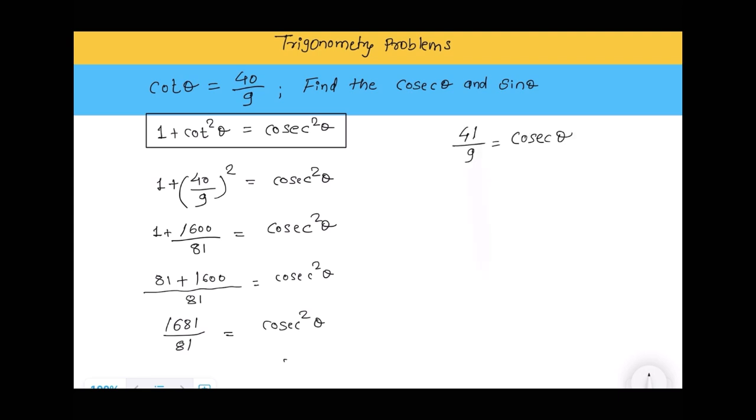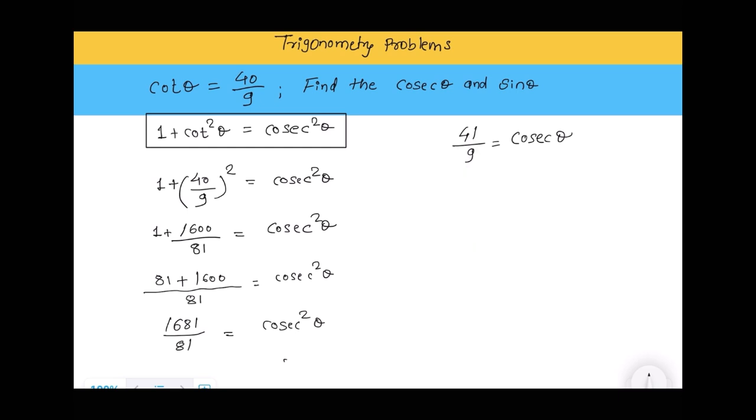1681 is the square of 41 and 81 is the square of 9. You can find the square root of 1681 by the prime factorization method. We will make a separate video for the prime factorization method. The square root of 1681 is 41, the square root of 81 is 9.